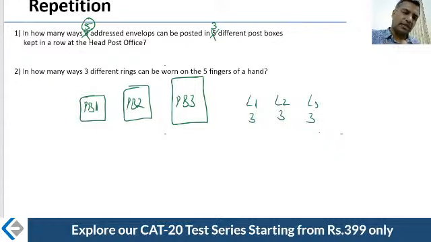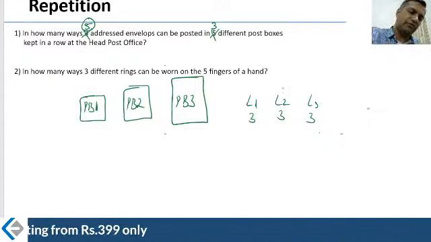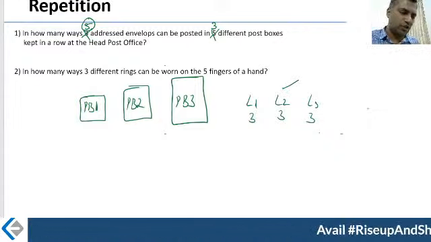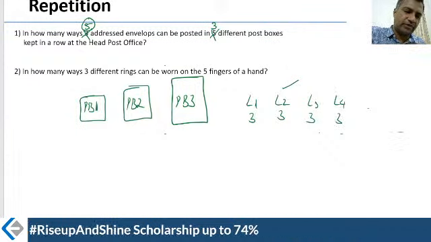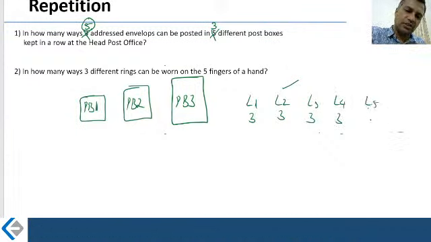Therefore, the second letter, independent of the first letter, you can still post in 3 ways. Your choice: box 1, box 2 or box 3. You don't have to remember where you posted your first letter. You can post anywhere. What about the fourth letter? 3 ways. What about the fifth letter? That's also 3 ways. Therefore, 3 into 3 into 3 into 3.